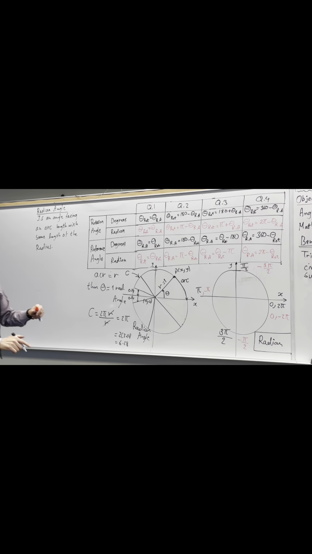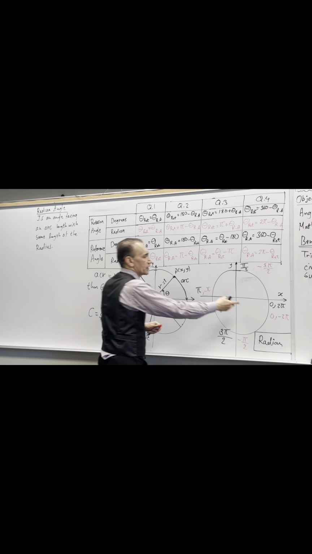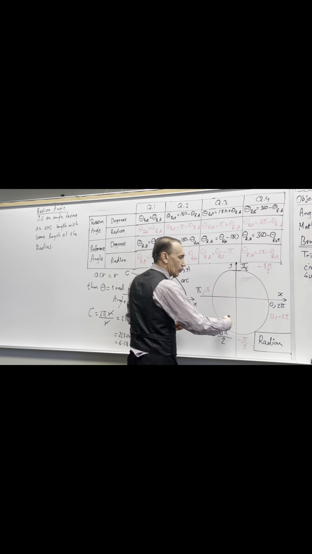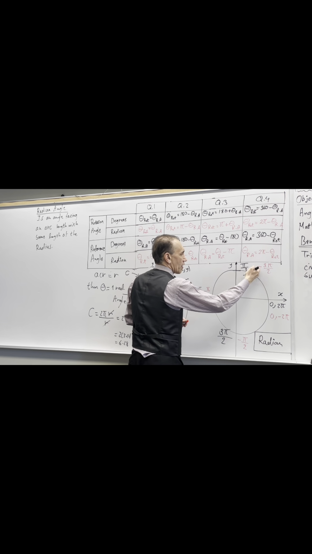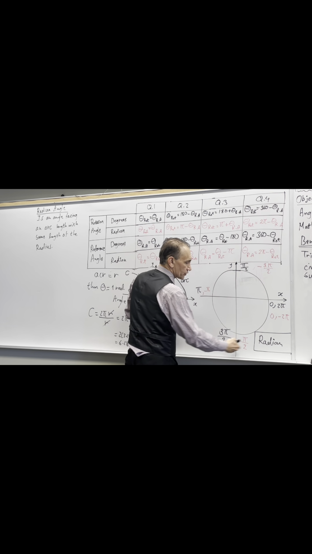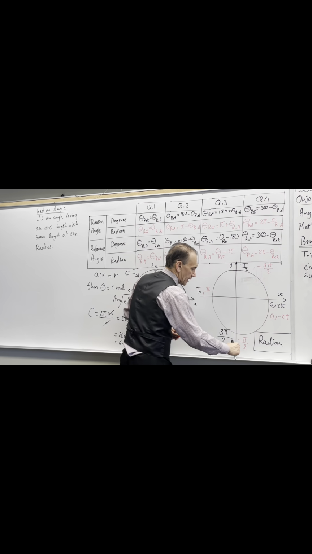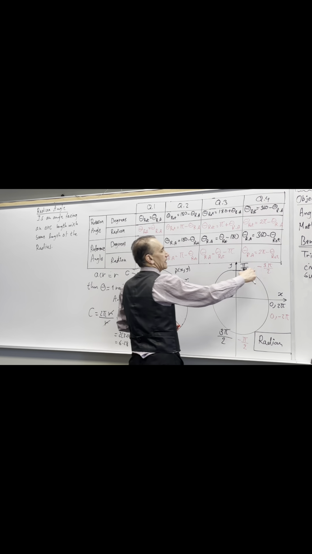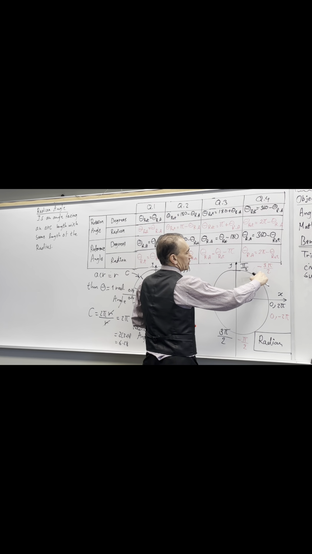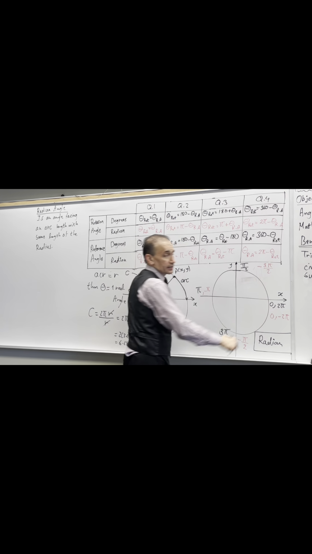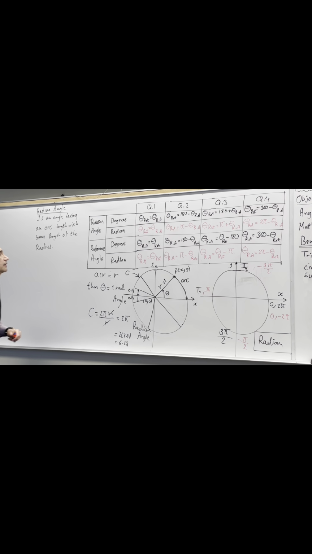Again, this is the beginning. If we rotate anti-clockwise, it's going to be 0, pi over 2, pi, 3 pi over 2, 2 pi, and clockwise is going to be 0, negative pi over 2, negative pi, negative 3 pi over 2, and negative 2 pi.